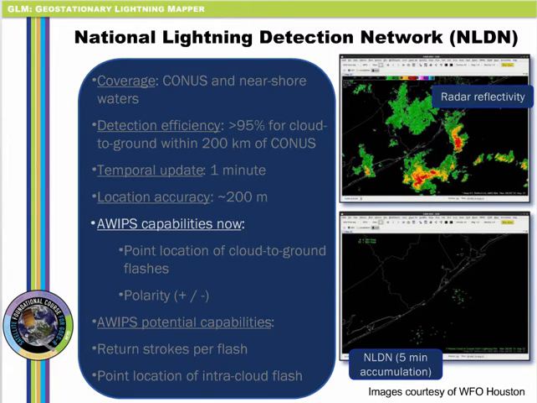Within AWIPS, the NLDN shows the point locations of cloud-to-ground flashes, which can also be selected as a density product, and whether or not the cloud-to-ground flash was positively or negatively charged. The NLDN may receive some AWIPS updates in the near future. These updates could include plotting each return stroke of a flash. Also, the NLDN observes some fraction of intracloud flashes, but these data are not presently available in AWIPS.